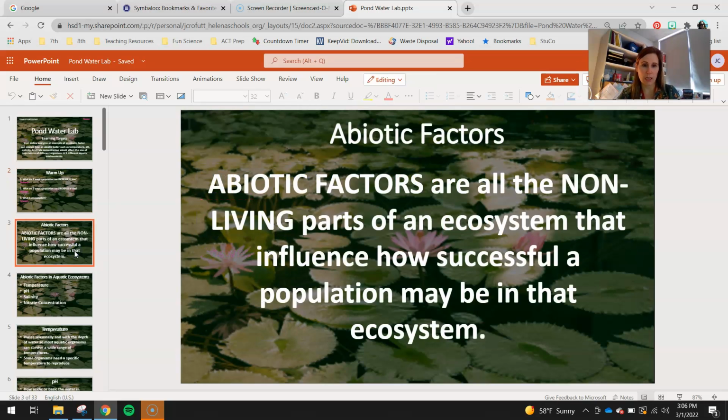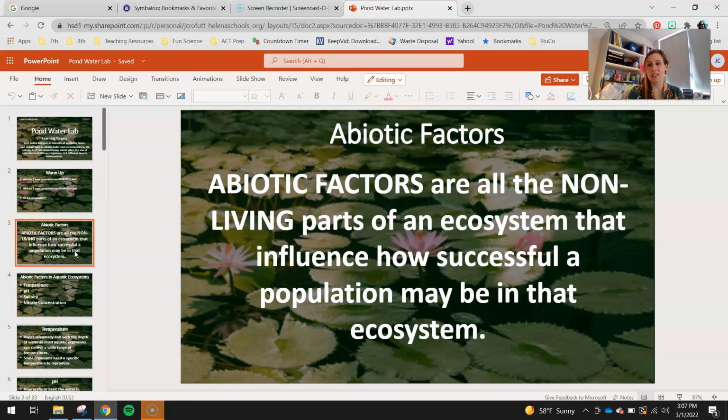So that leads us into our next little vocab answer, if you will. An abiotic factor is all the non-living parts of an ecosystem that influence how successful a population may be in that ecosystem. One thing that we talk about is climate is huge. Weather. We're not going to see polar bears living in Hawaii because they're not adapted to that climate. We're not going to see cactuses living in the Arctic because they're not adapted to that environment.